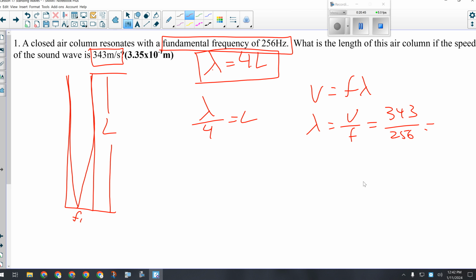Remember, closed air columns don't make noise at even numbered frequencies. I can trick a lot of people with that, because they'll go, oh yeah, f2 is the next frequency, so it's 2 times this number. Not thinking that those air columns only resonate at 1, 3, 5, 7. The next frequency here would be 3 times that number. If it was an open air column, it would be f2, 2 times that number.